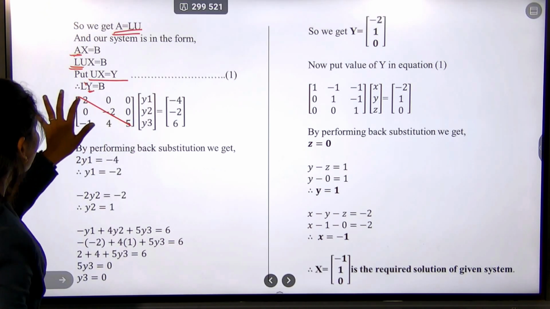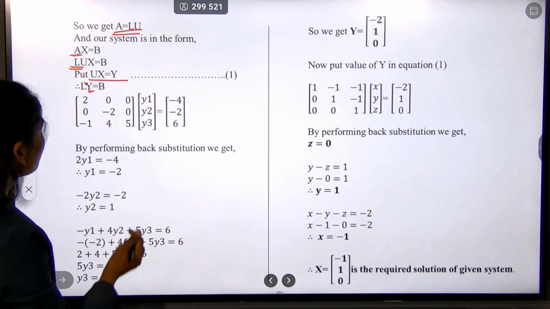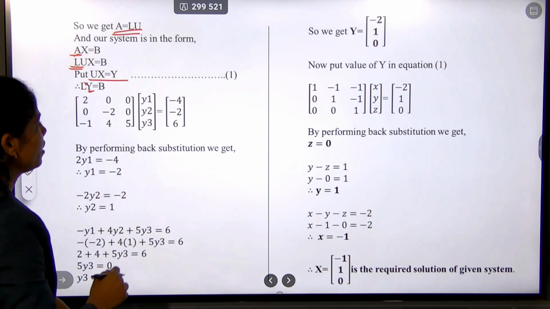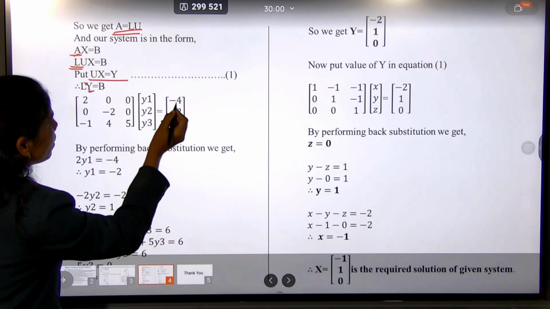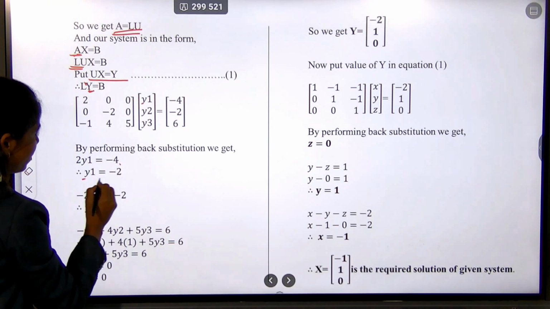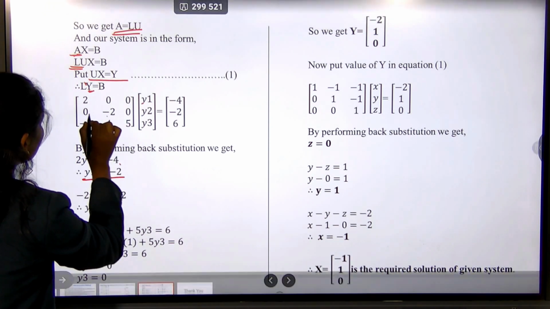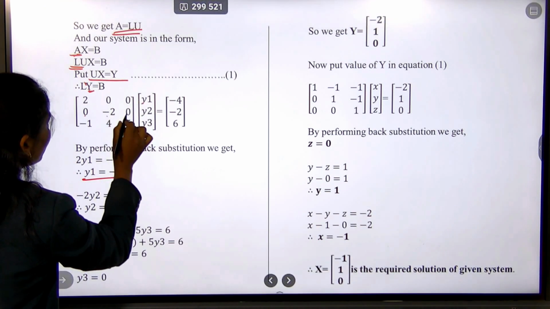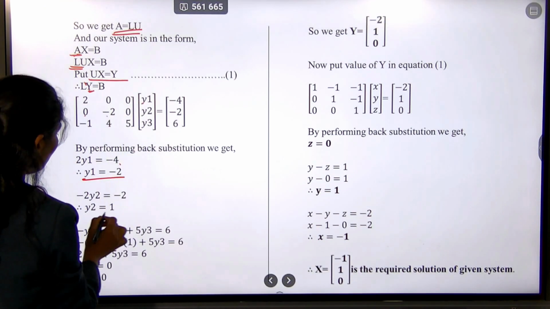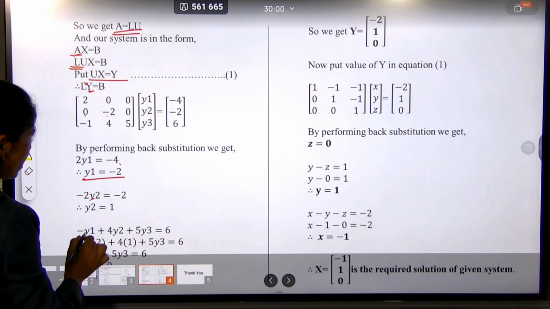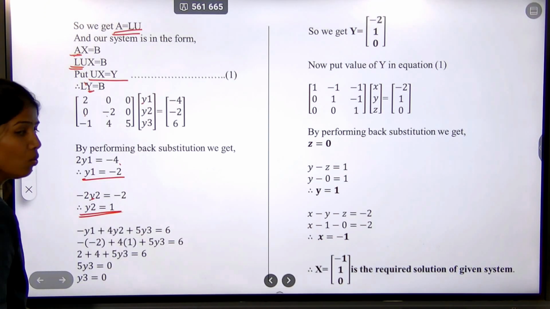So by performing substitution, here we get 2y1 equal to -4. So y1 equal to -2. For the second row, 0y1 minus 2y2 plus 0y3 equal to -2. So -2y2 equal to -2. Therefore y2 equal to 1.